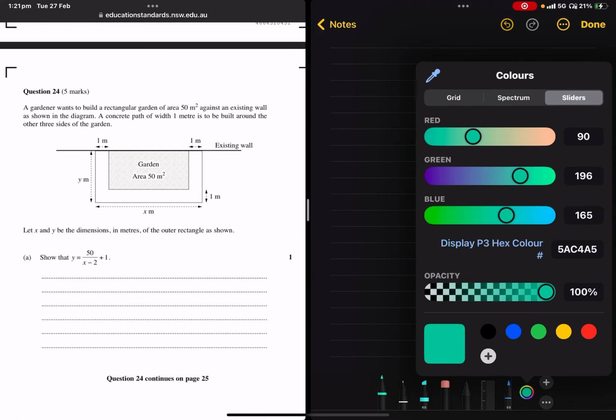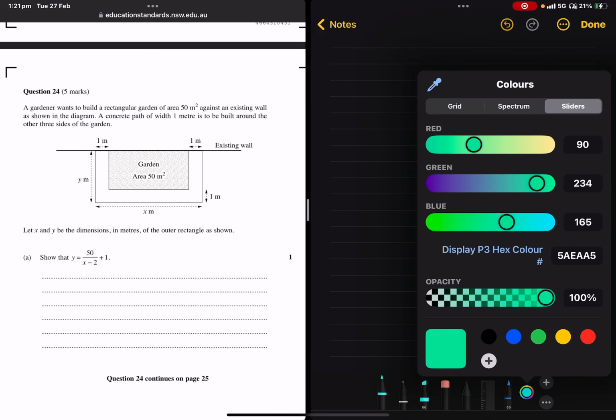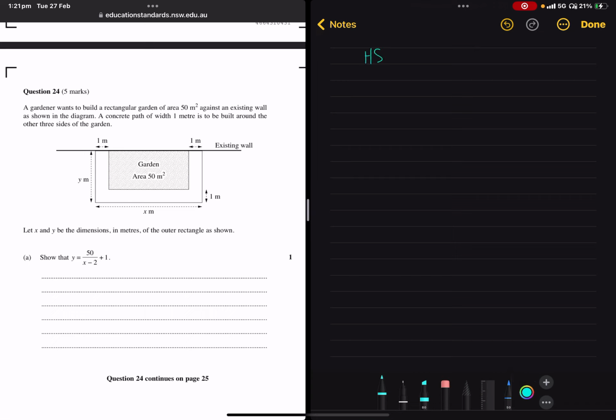Okay, so let's take a look at another question. This question comes from the HSC 2023 Advanced Maths paper. This is question 24. We're told a gardener wants to build a rectangular garden of area 50 meters squared against an existing wall, as shown in the diagram. A concrete path of width 1 meter is to be built around the other three sides of the garden. Let x and y be the dimensions in meters of the outer rectangle as shown. Show that y is 50 divided by x minus 2, plus 1.